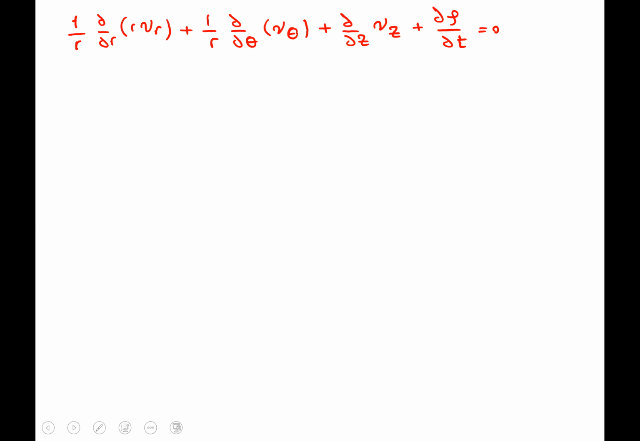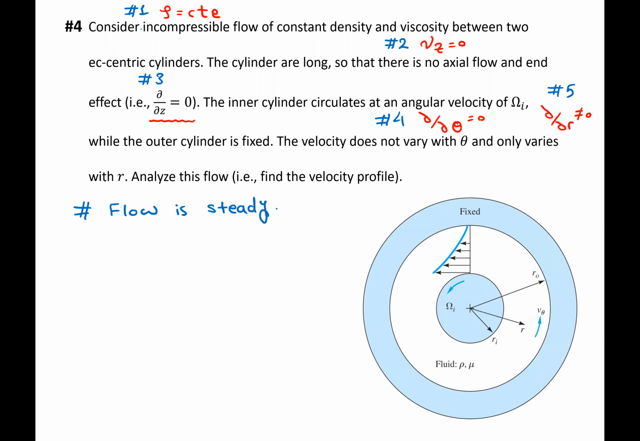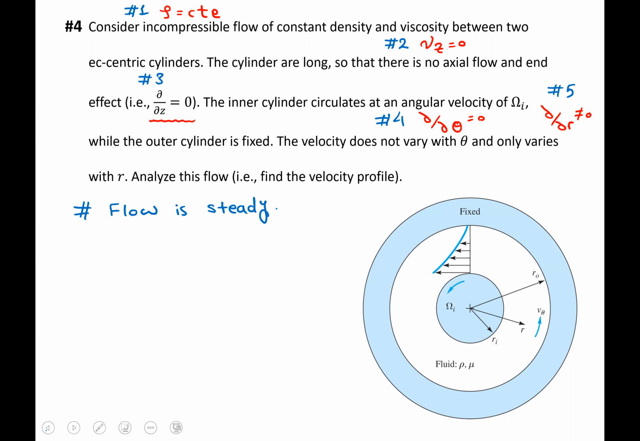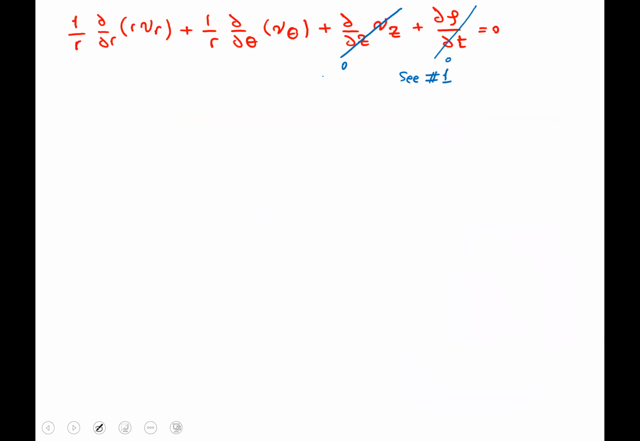So now we need to simplify this. Obviously this one is 0. Why? Because if we go back, we said number 1, the first piece of information, rho is constant, density is constant, so density does not change with time. So this is based on number 1. You need to see number 1 to understand this. Then the other thing which is 0 is this term, because if we go back, number 2 is that v_z is 0 because the problem says there is no axial flow. So see number 2.